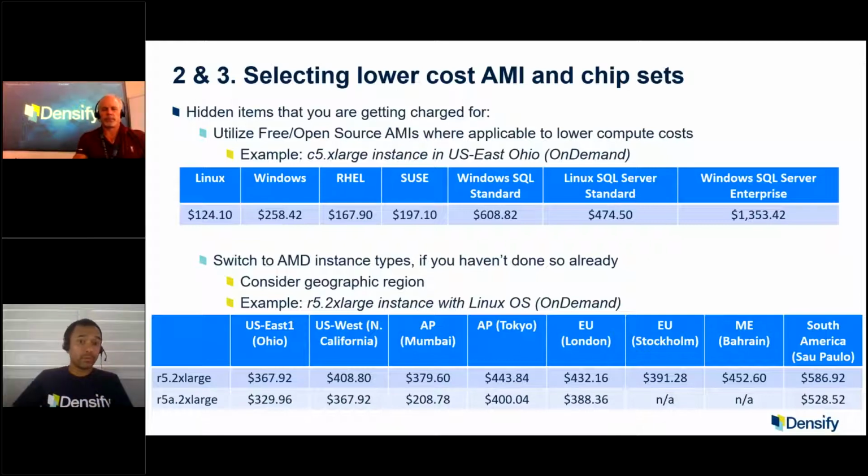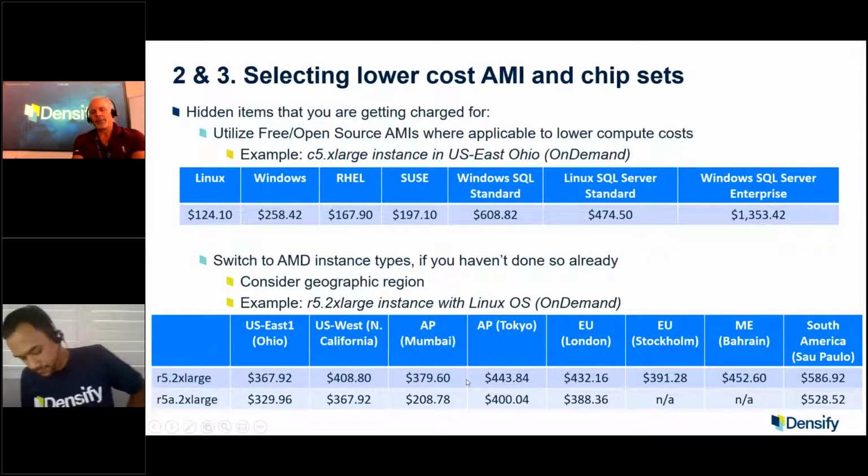So as an example, we're looking at an R5 extra large instance. It's running Linux on demand. As I go through the very first row here, you can see that in the US East, it's costing $367 per month. In the US West, it's costing me $408 per month. So again, choosing which geographic region. If it's a production workload, yes, you want it to be as close to your customer base. However, if it's maybe a dev test workload, does the latency matter that much? Think about that.